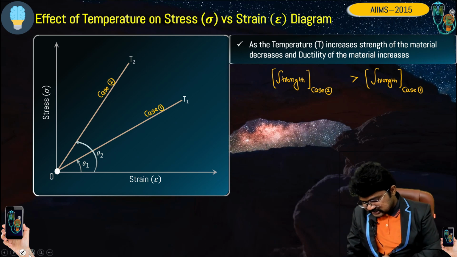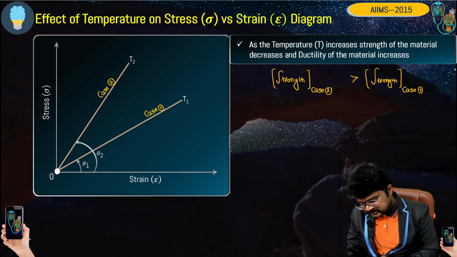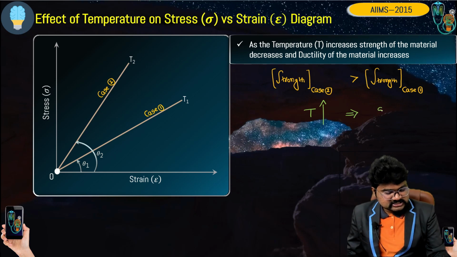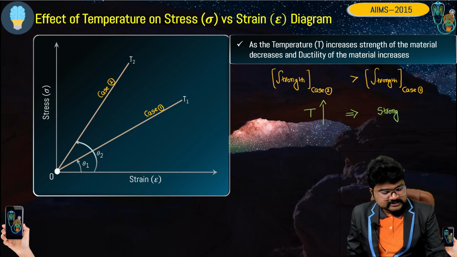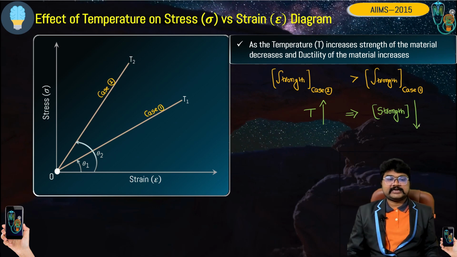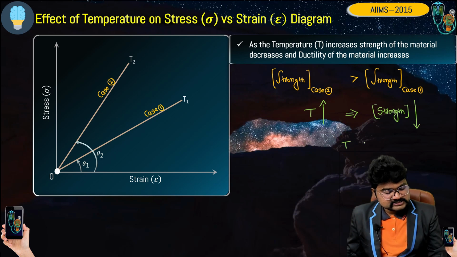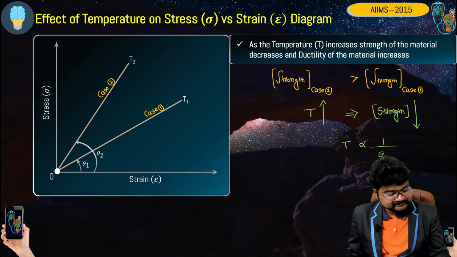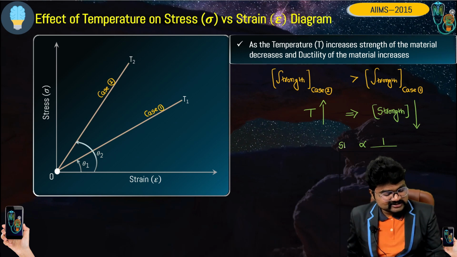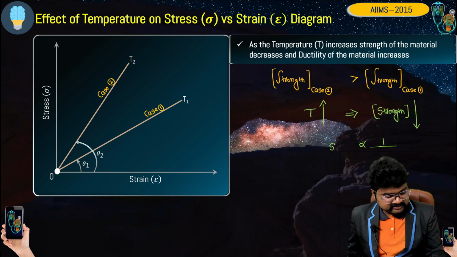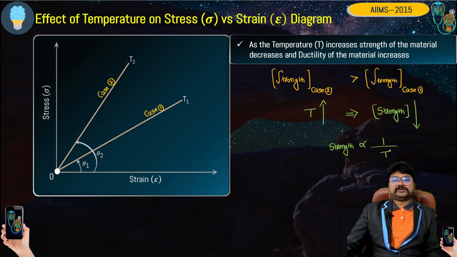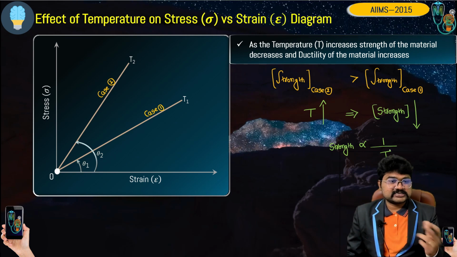Understood? Temperature increases, then strength will decrease. So it is very simple. Temperature of the material increases, then strength of the material decreases. So that means what? Temperature is inversely related with strength. Strength is inversely related with temperature. Okay, so higher the strength, then lesser will be the temperature.